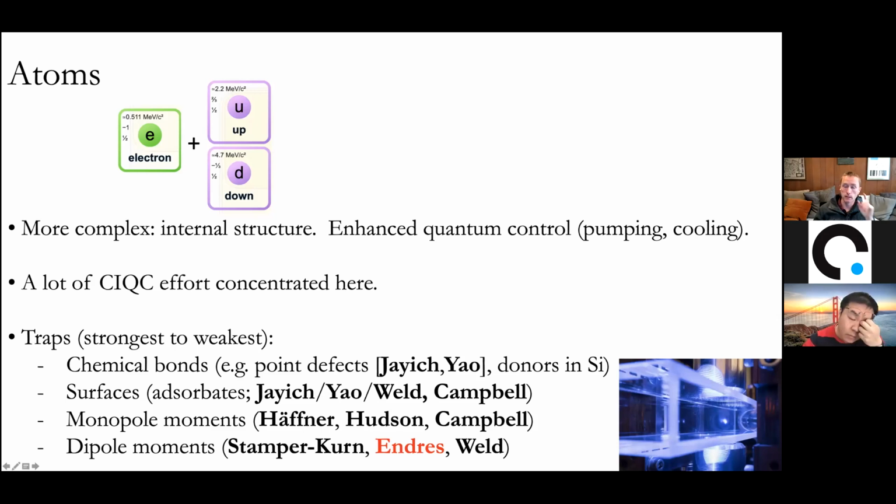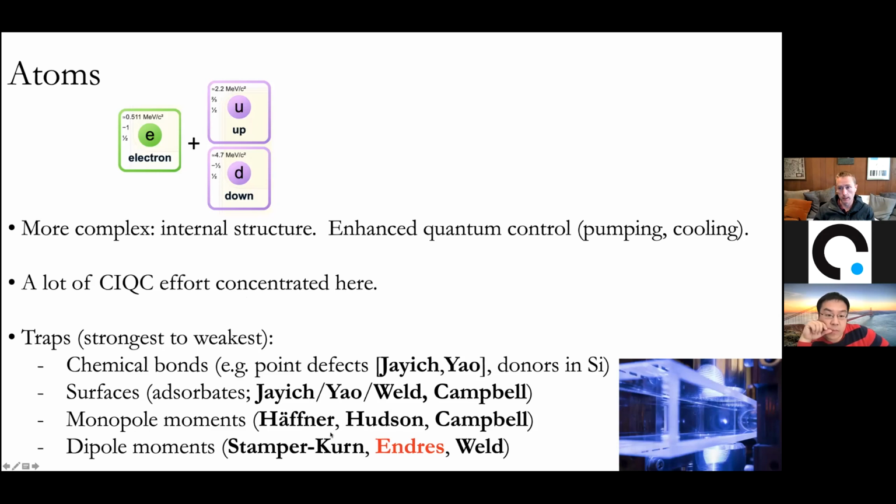You have better tools of quantum control. You can do optical pumping, laser cooling, things like this, using the internal structure. But of course, you can also get lost in that structure, and the additional entropy can be a curse as well as a blessing. A lot of the effort within our Challenge Institute is concentrated on atoms, not all of it, but a lot of it. And I've organized this effort in the list below by how these atoms are trapped.